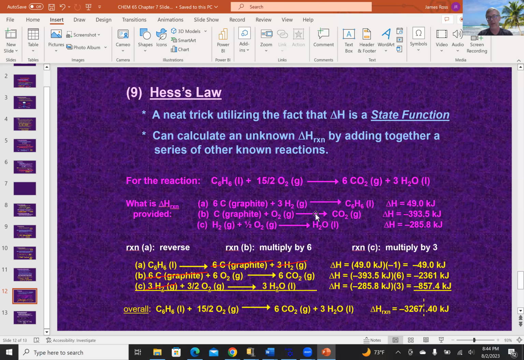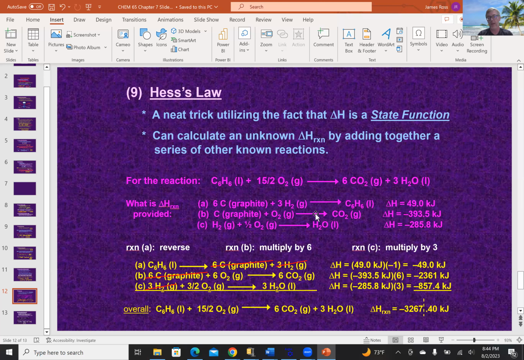Finally, I multiply reaction C by 3. Why do I do that? Well, again, I need 3 moles of water as a product. My only source of water is in reaction C. So I need 3 of them. So I multiply the whole thing by 3, including the energy.